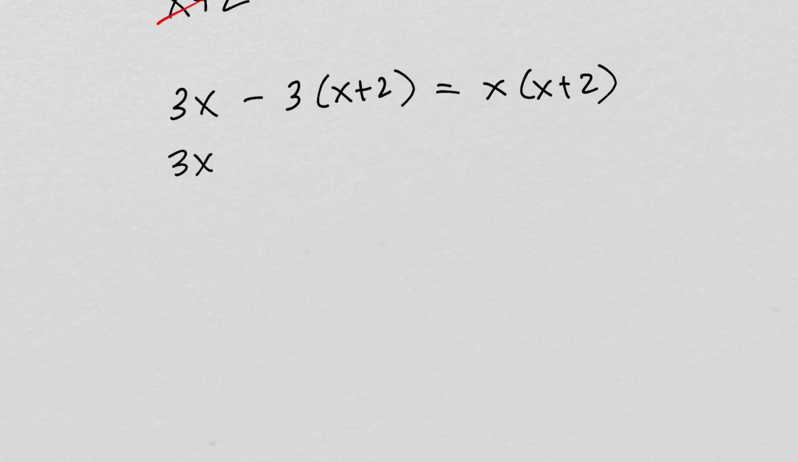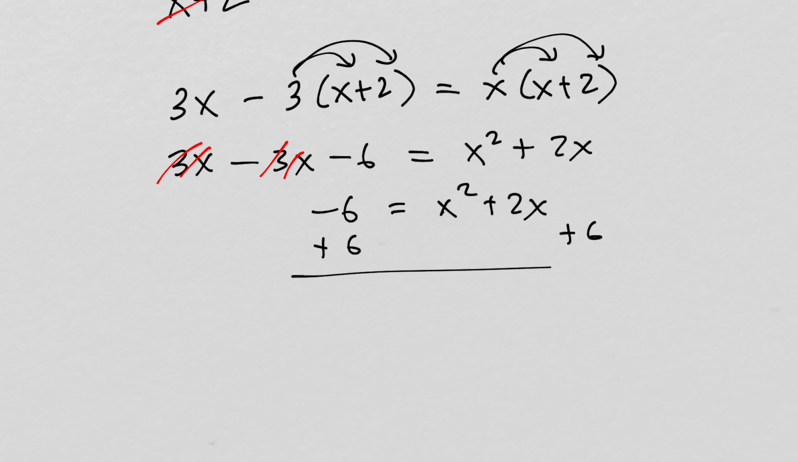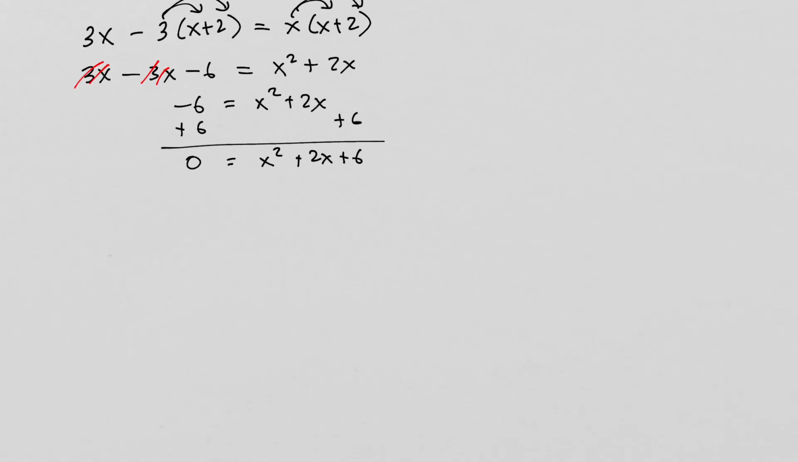So we've got 3x minus 3 times x, and then minus 3 times 2, so that's minus 6, equals, here we have x squared plus 2x. 3x minus 3x cancels. We have negative 6 equals x squared plus 2x. And then if we add 6 to both sides, we end up getting 0 equals x squared plus 2x plus 6. So now this is the equation that we need to solve. This does not factor. So we're going to use the quadratic formula.